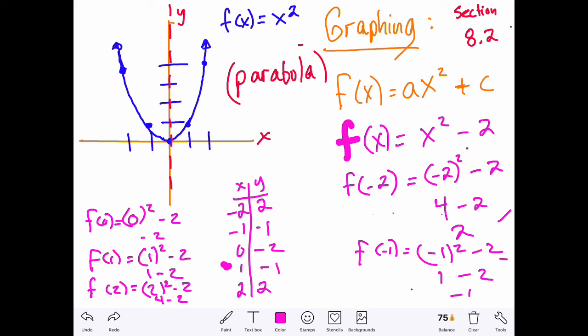Okay, let's go ahead and plot those locations. All right, at -2, I'm at +2. Let me go ahead and give us a value of -1, -2, -3. Okay, at -1, I'm at -1. And at 0, I'm at -2. At 1, I'm at -1. And at 2, I'm at 2. Okay, and then I'm going to go ahead and draw my shape. Remember, it's a U shape, not a V shape.